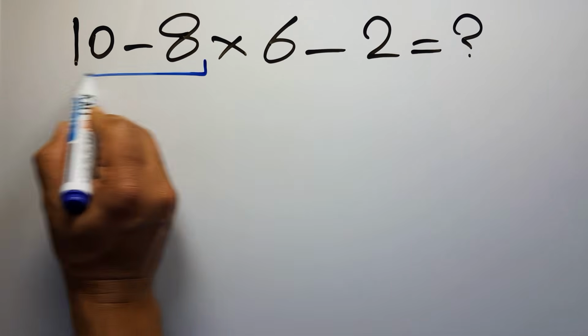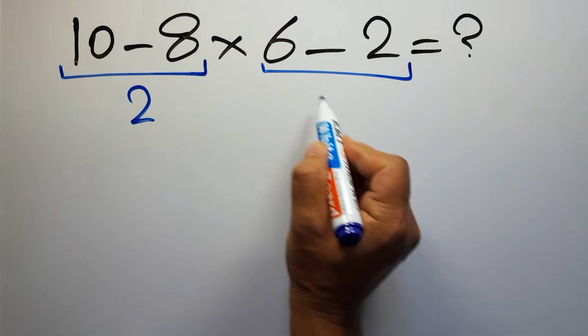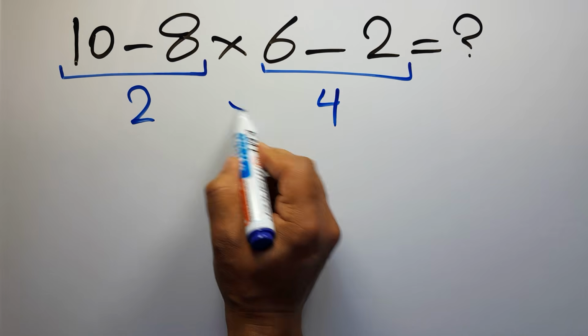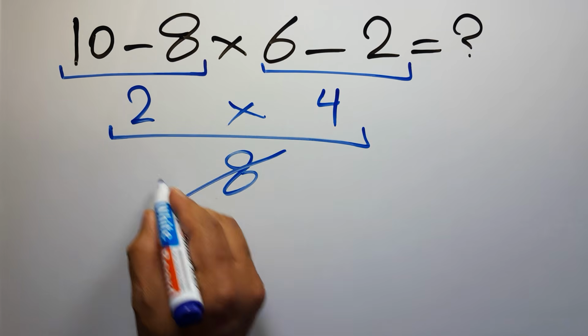10 minus 8 gives us 2. And here we have 6 minus 2, which equals 4. So 2 times 4 equals 8. But this answer is not correct.